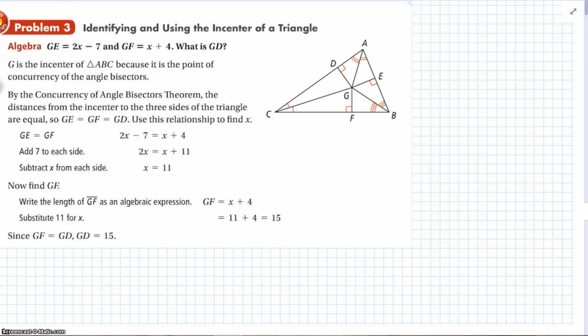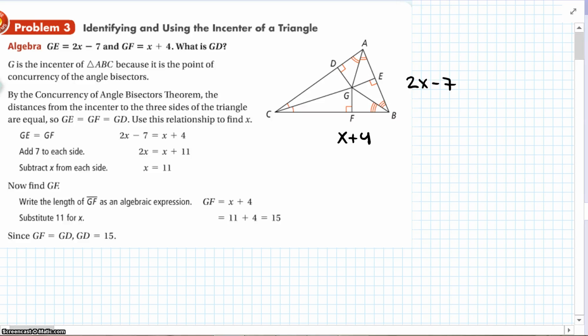All right, so let's look. It tells us segment EG has a length of 2x minus 7, and GF has a length of x plus 4. Since G is the point of concurrency of all the angle bisectors of the triangle, we know those two segments, since they're perpendicular to opposite sides, are equal. So we can just say 2x minus 7 equals x plus 4. Subtract x from each side, so I get x minus 7 equals 4. Add 7 to each side, so x equals 11.